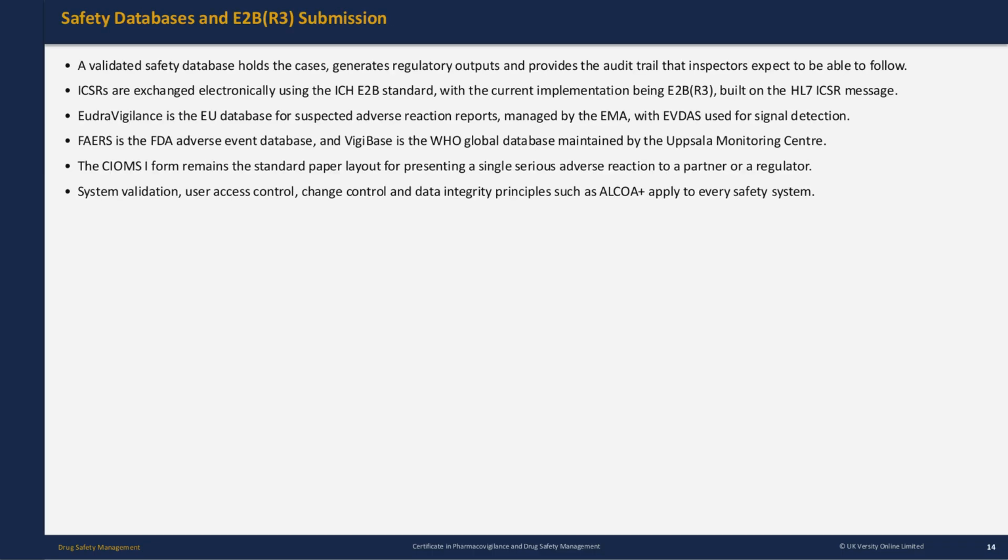Safety databases and E2B(R3) submission. A validated safety database holds the cases, generates regulatory outputs, and provides the audit trail that inspectors expect to be able to follow. ICSRs are exchanged electronically using the ICH E2B standard, with the current implementation being E2B(R3) built on the HL7 ICSR message. EudraVigilance is the EU database for suspected adverse reaction reports, managed by the EMA, with EVDAS used for signal detection. FAERS is the FDA Adverse Event Database, and VigiBase is the WHO global database maintained by the Uppsala Monitoring Centre.